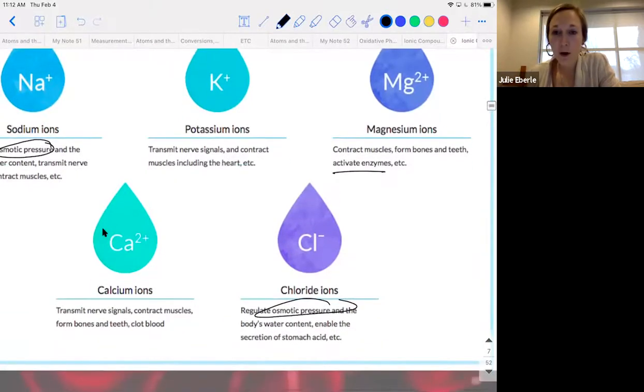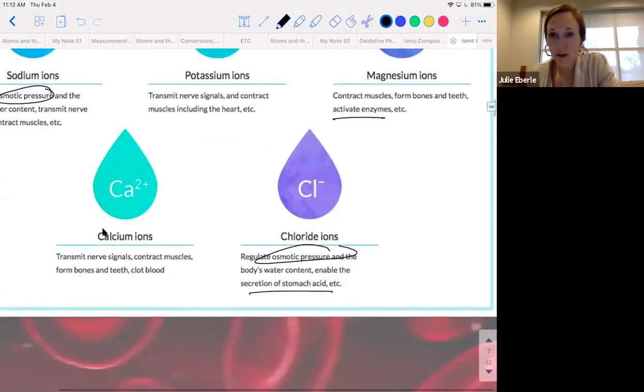Calcium, we know, helps with bone and teeth formation. And then chlorine is also important in stomach acid, right? We have HCl in our stomachs to help break down food. So they're important in digestion as well.